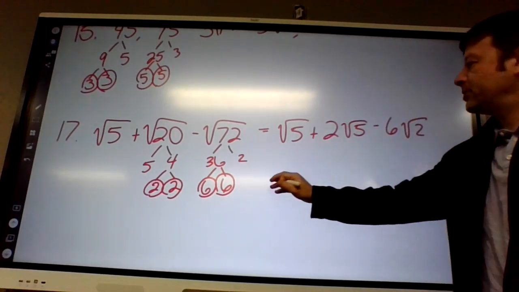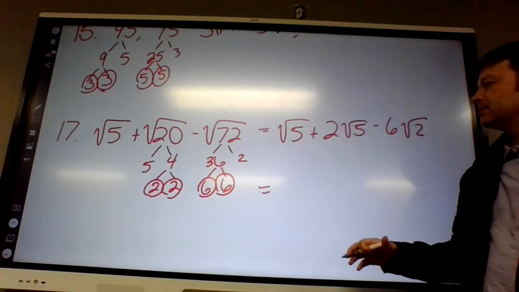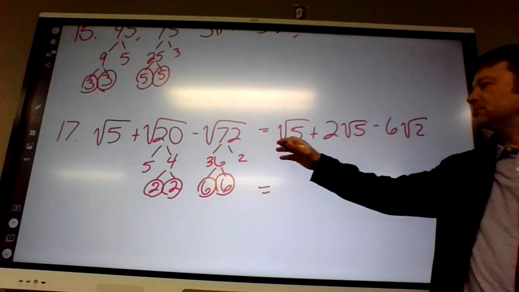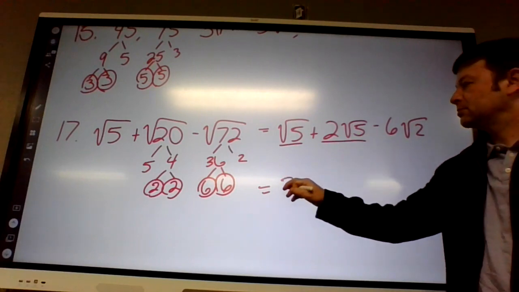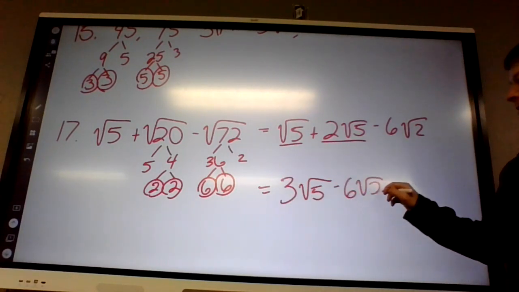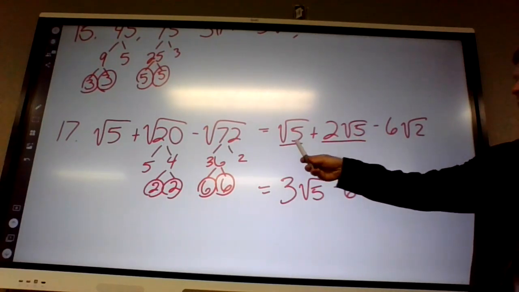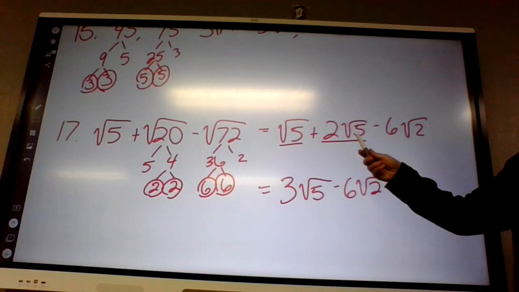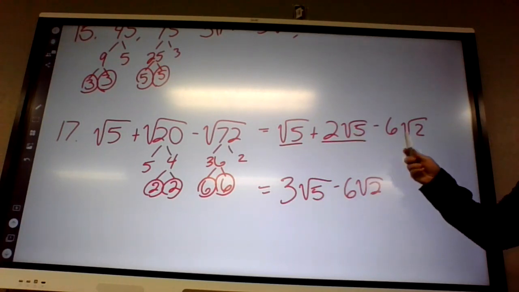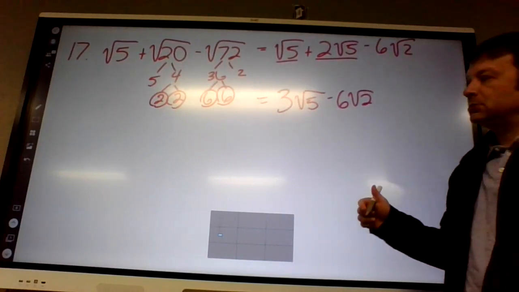All right, and then what can we do with that? It would be 3 square root of 5, and then minus 6 square root of 2. Yep, good job. So I underlined the like terms. Those two actually go together. That one's by itself. Any questions?